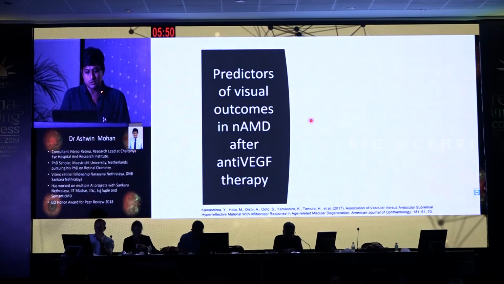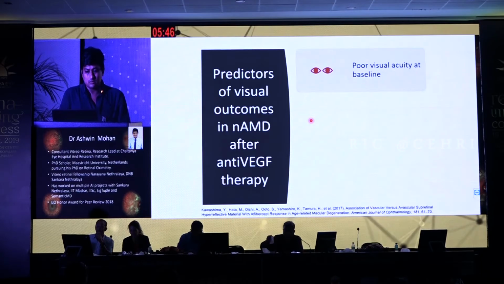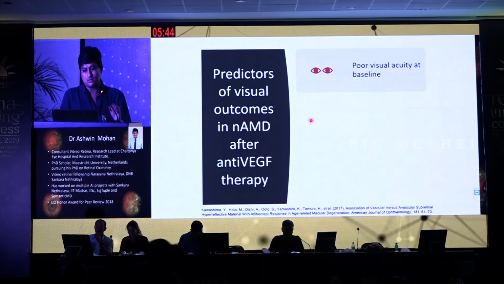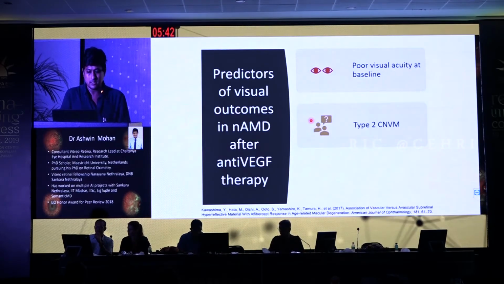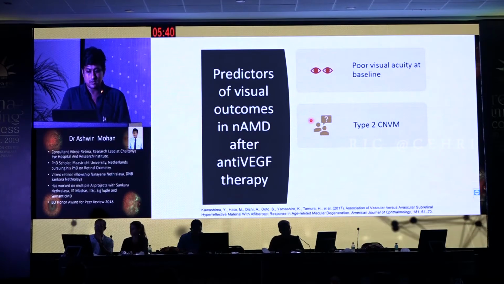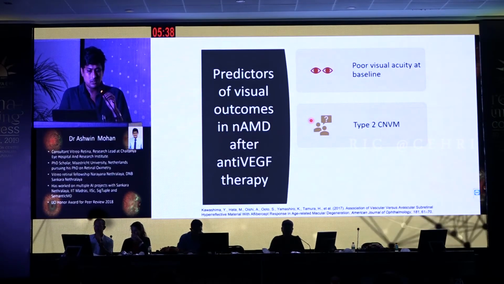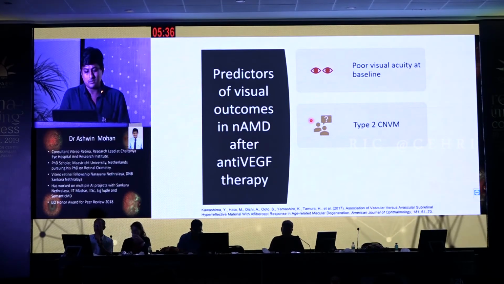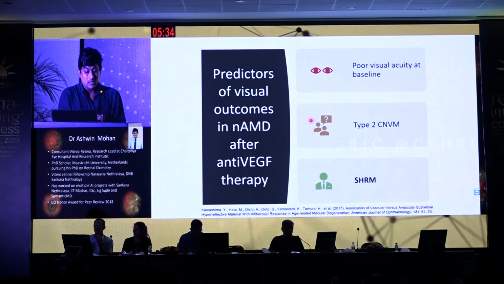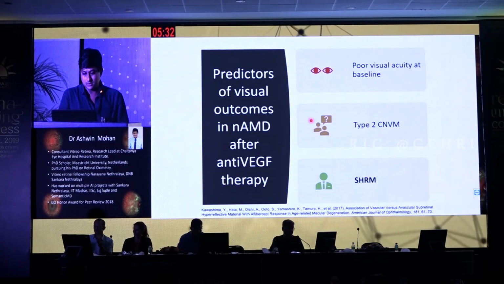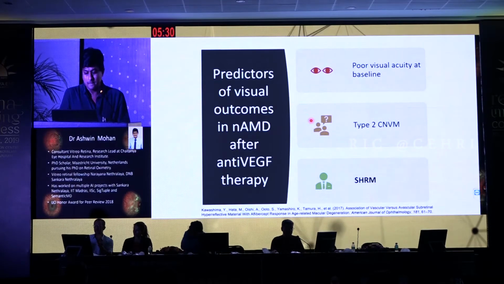So, a recent article spoke about the predictors of visual outcomes in neovascular AMD after anti-VEGF therapy. And we all are pretty familiar with these outcomes. One is poor visual acuity at baseline. The second one is the presence of a type 2 CNVM. But the third one, which I wasn't really familiar with, was this SHRM. And in fact, 1 week back when I was given this topic, I had never really heard this term.